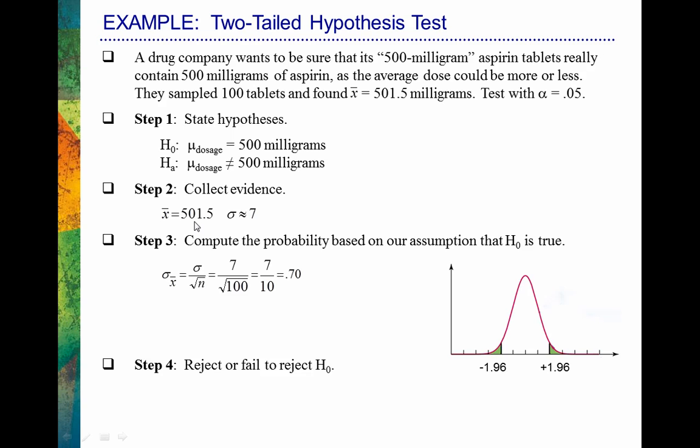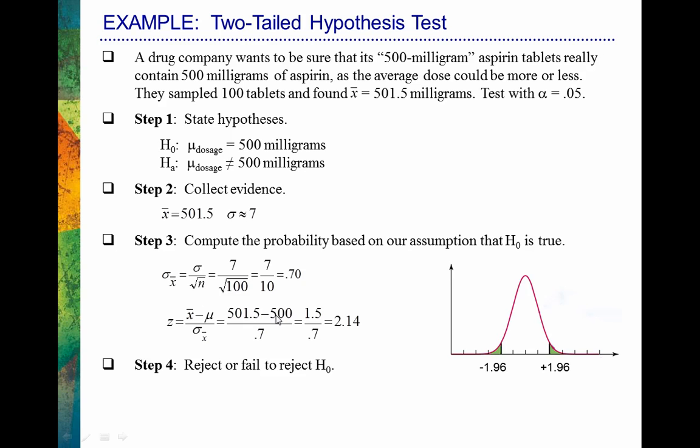So the first thing we need to do is compute the standard error of the mean. We will need that value for our z formula. We take the standard deviation of 7, divide by the square root of the sample size. There were 100 tablets in the sample. We're left with 7 divided by 10, which equals 0.7. So that shows us how much the sample means differ from the true population mean just by chance. So it's a measurement of how much error we would expect between those sample means just by chance.